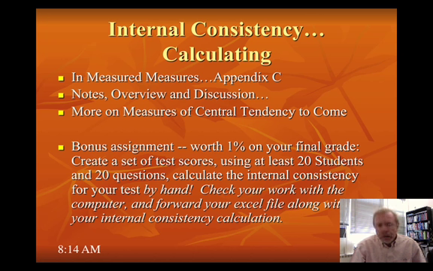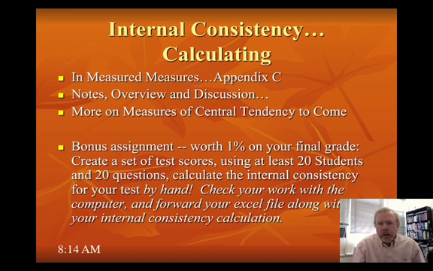So if you want to accept this little extra credit assignment, you're going to come up with at least 20 students, and you're going to have scores for each of them for each question. And so you're going to have 400 cells, 20 students by 20 questions, and you're going to calculate the internal consistency for your test by hand. Now you can check this with the computer, but you have to do all the calculations out by hand if you want to pick up the extra percentage point. Some folks elect to do this, other folks don't figure it's worth their time.